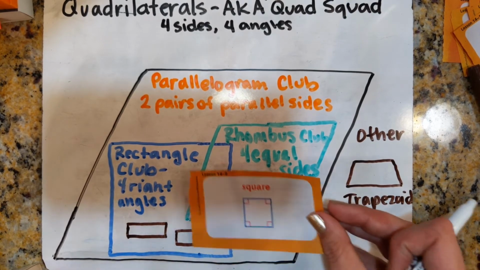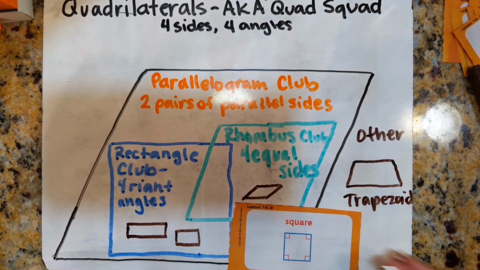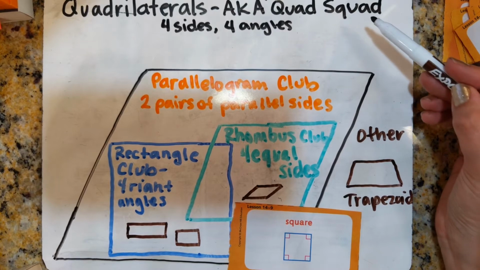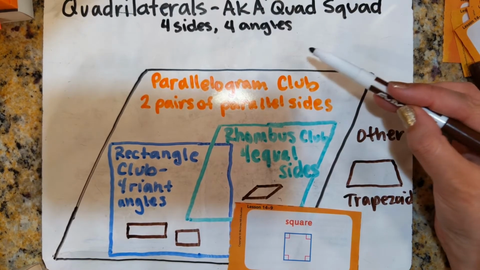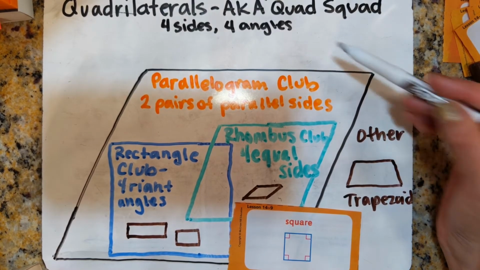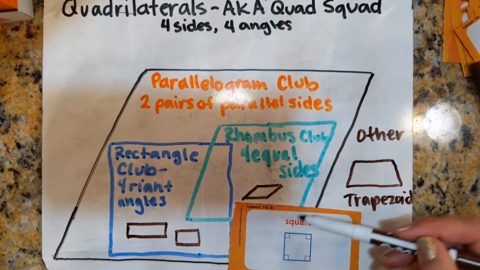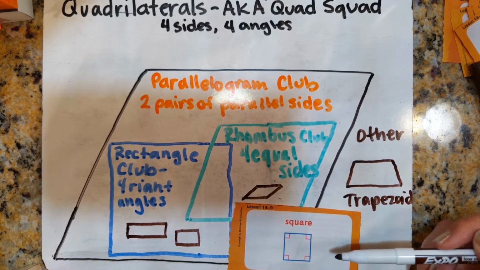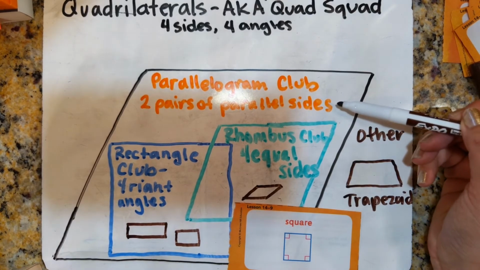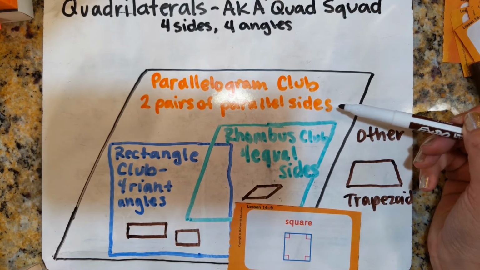Here's our last one, a square. Okay, can a square join the quad squad? Does it have 4 sides and 4 angles? I see 4 sides, I see 4 angles, absolutely. Let's join. But can it get into the exclusive parallelogram club?